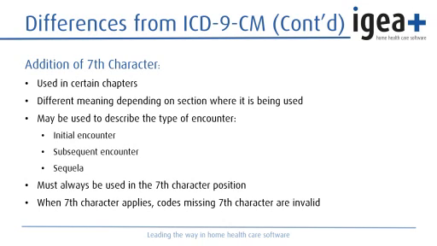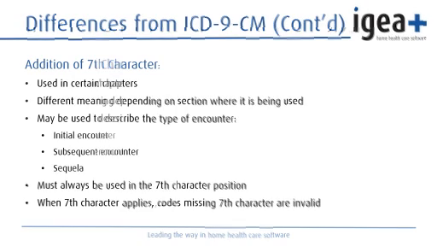Identification of the type of encounter is a circumstance where seventh characters are used. For example, a seventh character identifying whether the encounter is initial, subsequent, or sequela is used in the injury chapter. It must always be used in the seventh character position. And when a seventh character applies, codes missing this character are considered invalid.